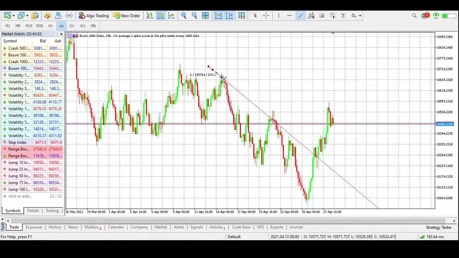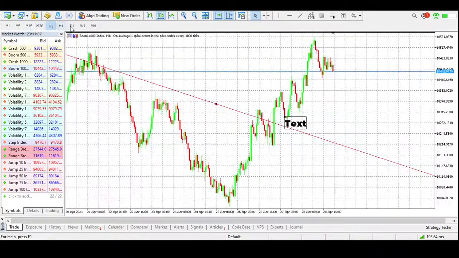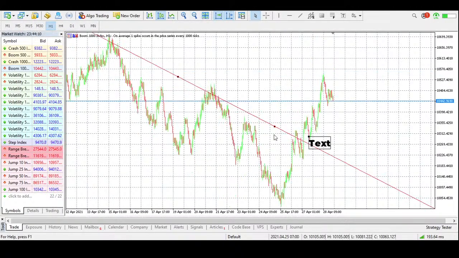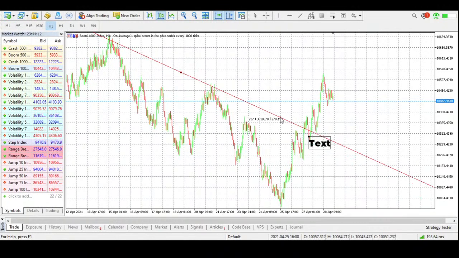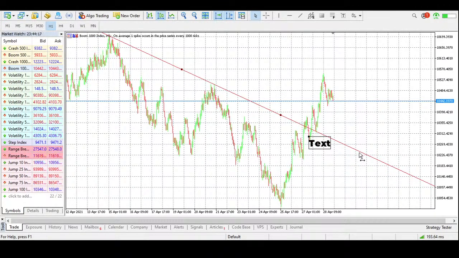If I'm right, is this what we are talking about? This breakout at this point where I've placed my text. H1, okay, H1. Am I right? Am I showing what you are trying to describe? This breakout.